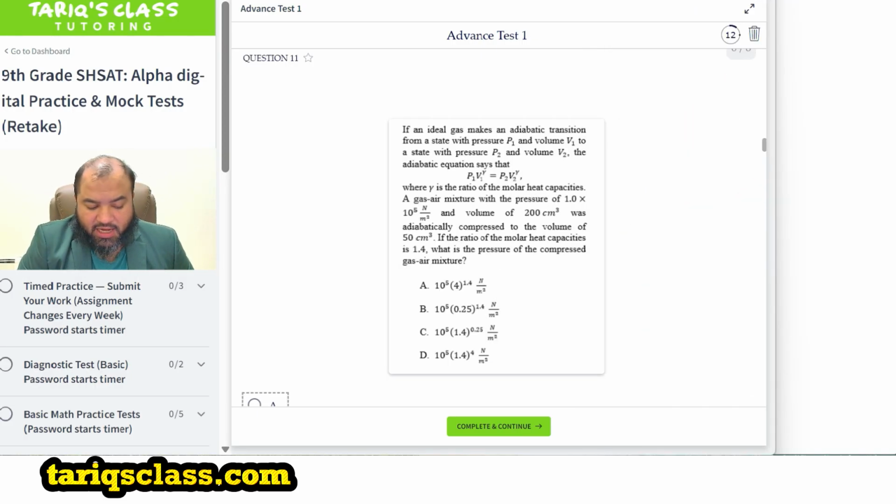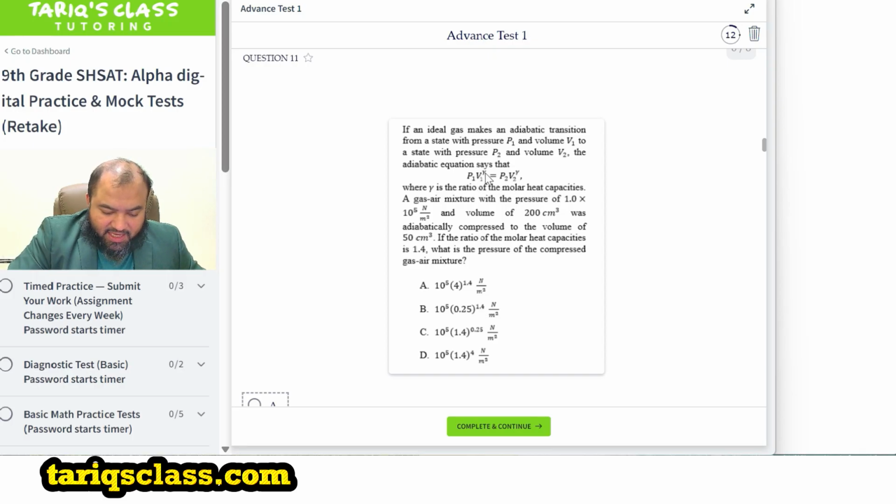Okay, let's look at the next question, which looks scary, but it is not. It's an equation for the ideal gas that makes a transition. So it says a state with the pressure P1, volume V1, and another state with the pressure of P2 and volume of V2. So P is the pressure, V is the volume. So they're saying this is the equation, P1, V1, P2, V2.